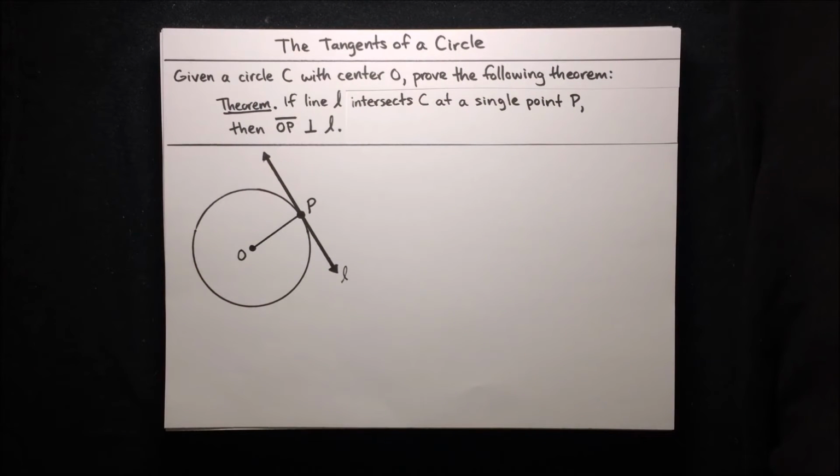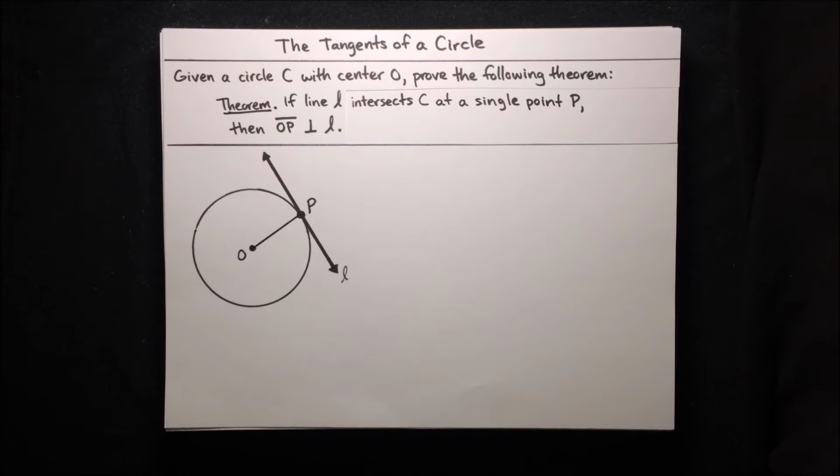Alright, so we've used the fact that the tangent line to a circle at a point is perpendicular to the radius of the circle which intersects that same point. But why is that even true in the first place? Well, in this problem, we're going to find out. In fact, we're going to prove it. Given a circle C with center O, we want to prove the following theorem. If line L intersects C at a single point P, then segment OP is perpendicular to L.